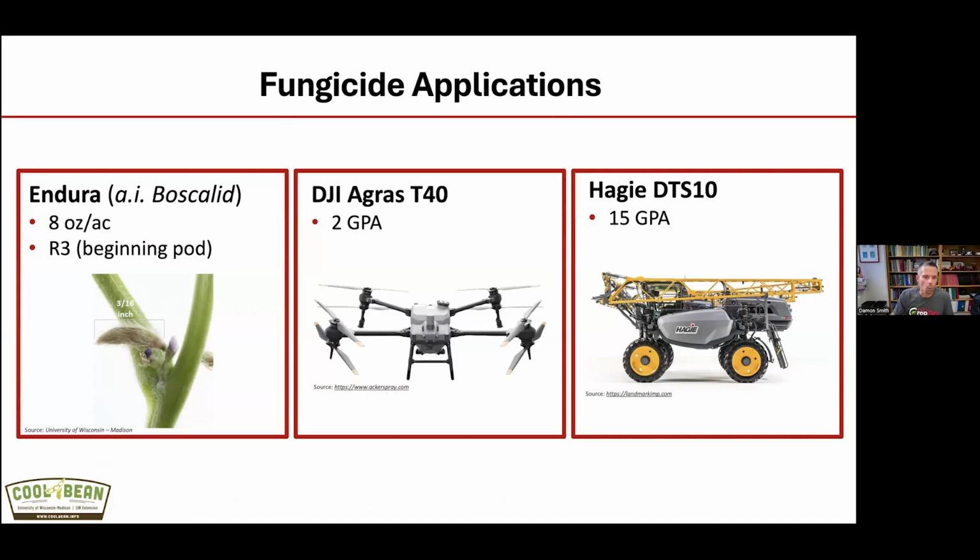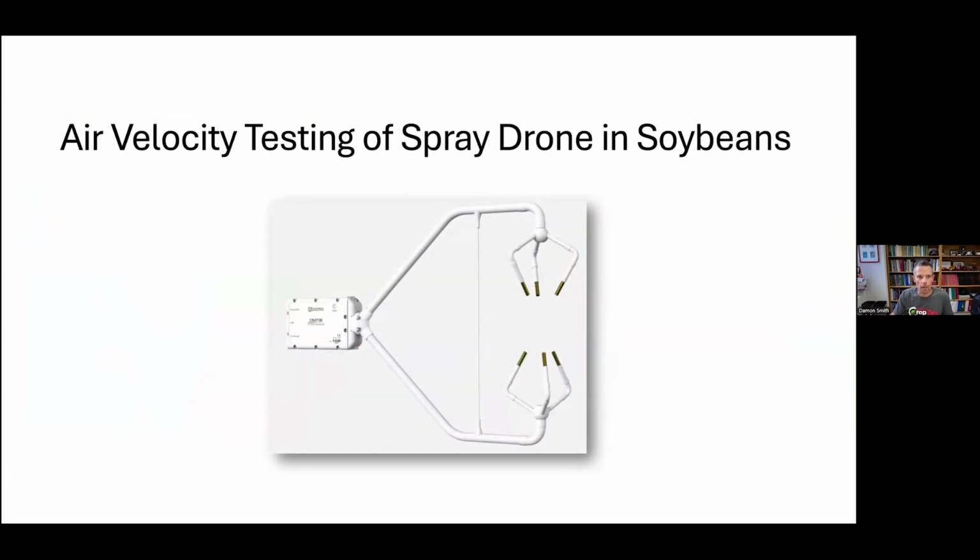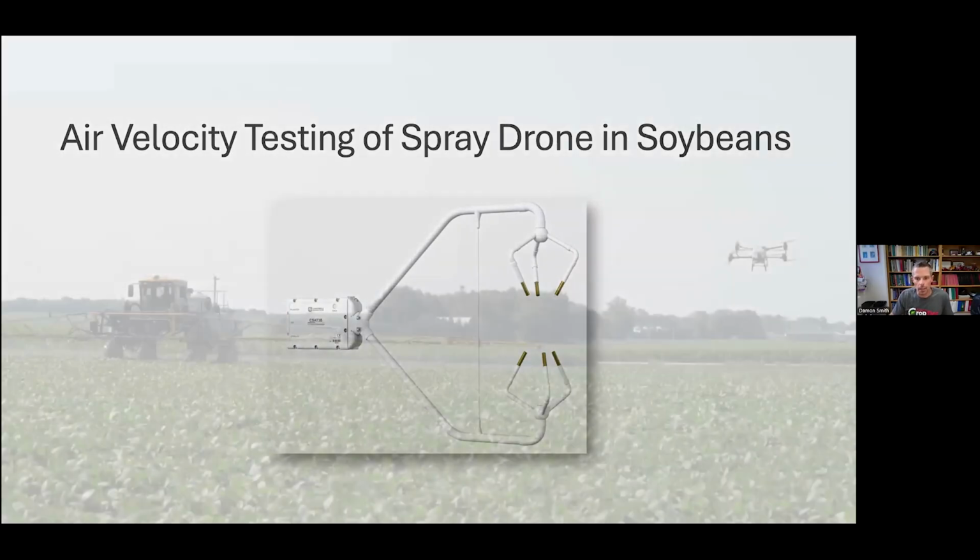So what we're doing here is comparing our DJI T40 at 2 gallons per acre against our Hagie at 15 gallons per acre, and we're applying Endura. So we've got a very good fungicide at 8 ounces at the R3 or beginning pod growth stage. We also took some air velocity readings. Dr. Brian Luck helped us with this, and I'll show you a little bit of that data.